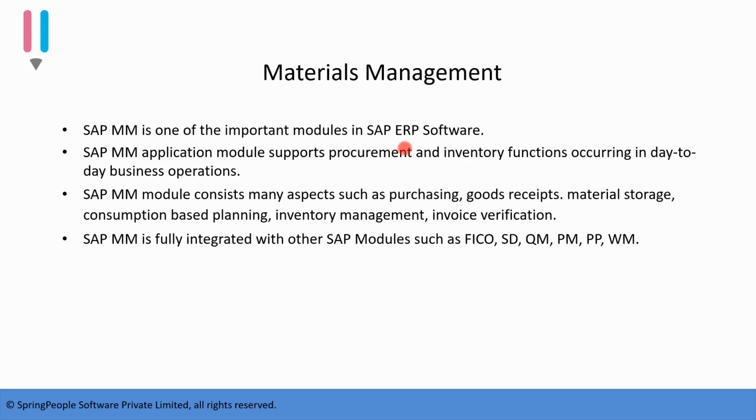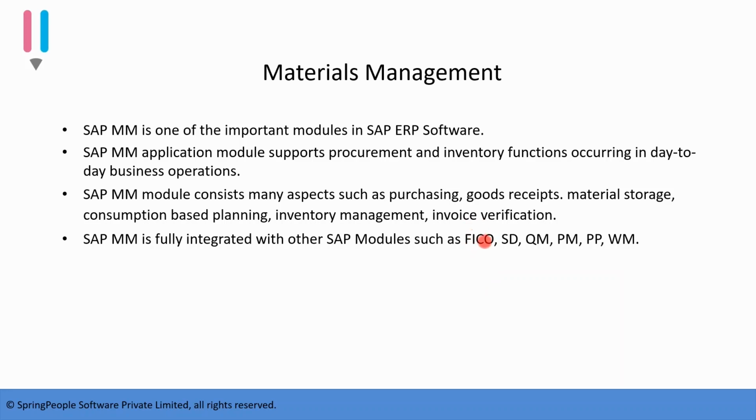Procurement means your purchasing department. Inventory means your stores department. Procurement and inventory functions occur in day-to-day business operations. The SAP MM module consists of many aspects such as purchasing, goods receipt, material storage, consumption-based planning, inventory management, and invoice verification. These are the few subtopics or sub-modules in SAP MM. SAP MM is fully integrated with other SAP modules such as FICO, SD, QM, PM, PP, and WM.